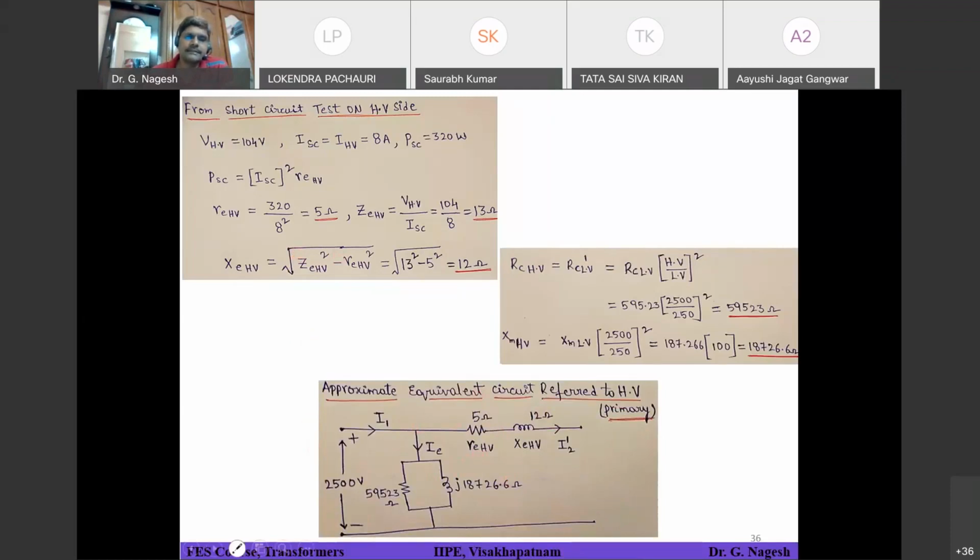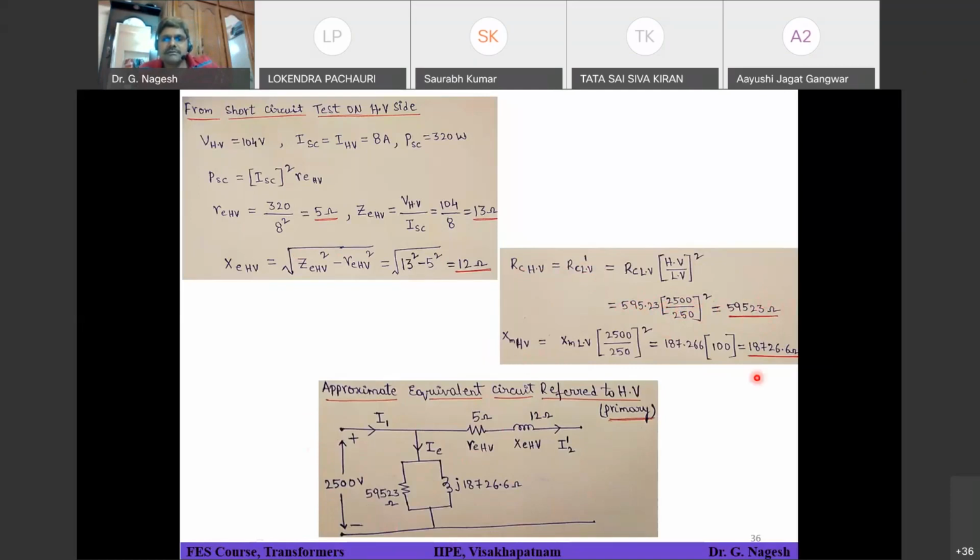Okay. Right. So this will be the equivalent circuit, 2500 volts on the primary side, HV side, and RCHV, because RCLV you have already calculated, which is 595 point something. But they are asking the equivalent circuit referred to HV side. So that means you have to transfer that resistance RC, what you have got in the calculation, because that is referred to LV. To HV, if you want to transfer, then you have to multiply with N1 by N2 whole square. So that will be 59523 ohms.